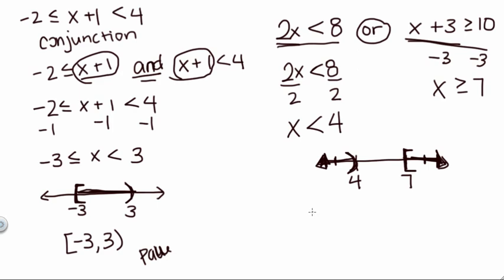So the way you would write it is, one section is -infinity to 4, and the other section is 7 to infinity. And for OR, you denote it by using the U for union in set theory, or you can write OR. It doesn't matter. So this overall is the solution for this compound inequality.